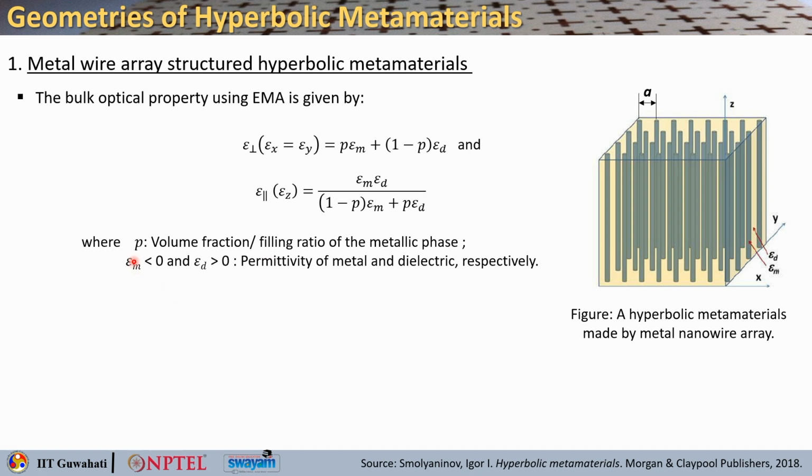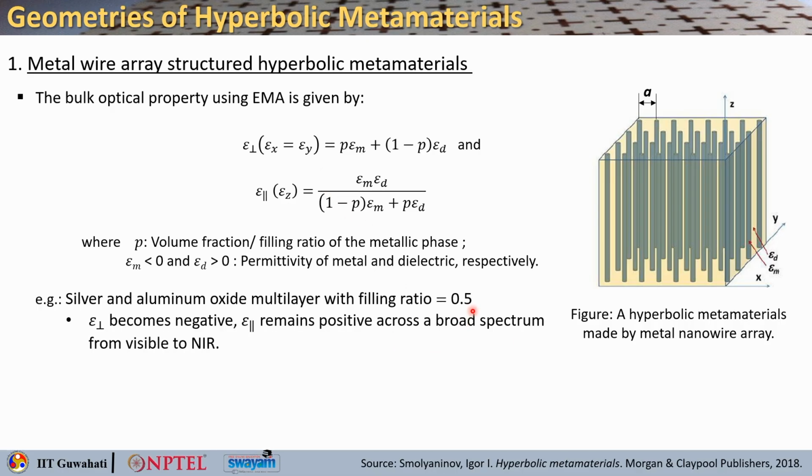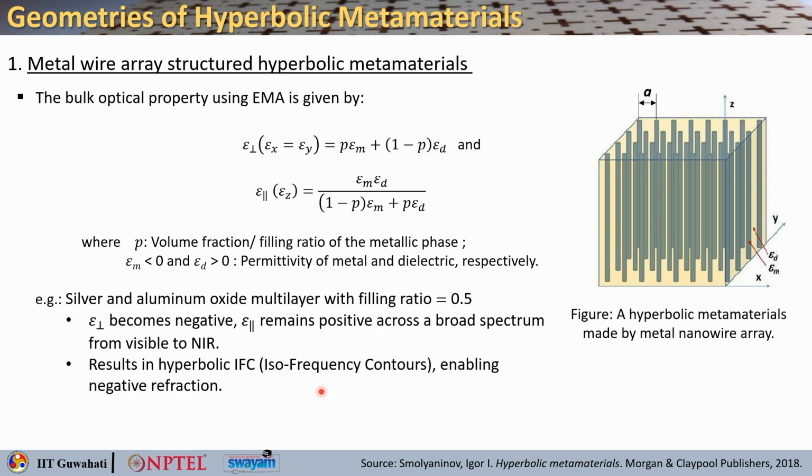You will see that epsilon m here, because it is metallic, is negative, and epsilon d is positive. You can consider silver and aluminum oxide for this kind of system, and you can consider p to be 0.5. In that case epsilon perpendicular becomes negative, and epsilon parallel, which is along the wire, remains positive across a broad spectrum ranging from visible to NIR. That basically gives you a hyperbolic isofrequency contour, and that can also enable negative refraction.